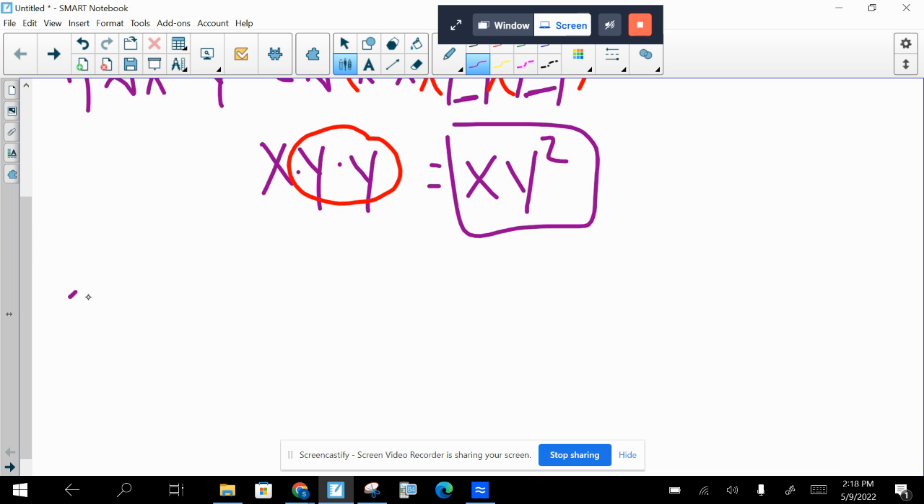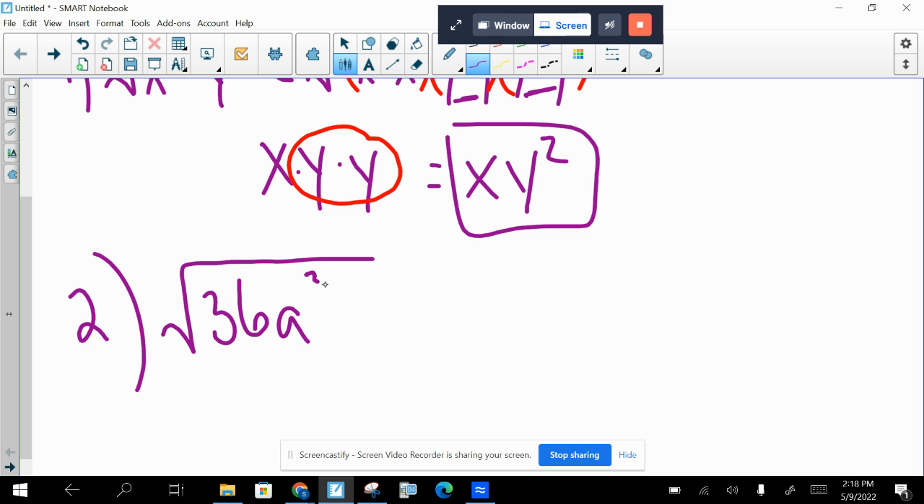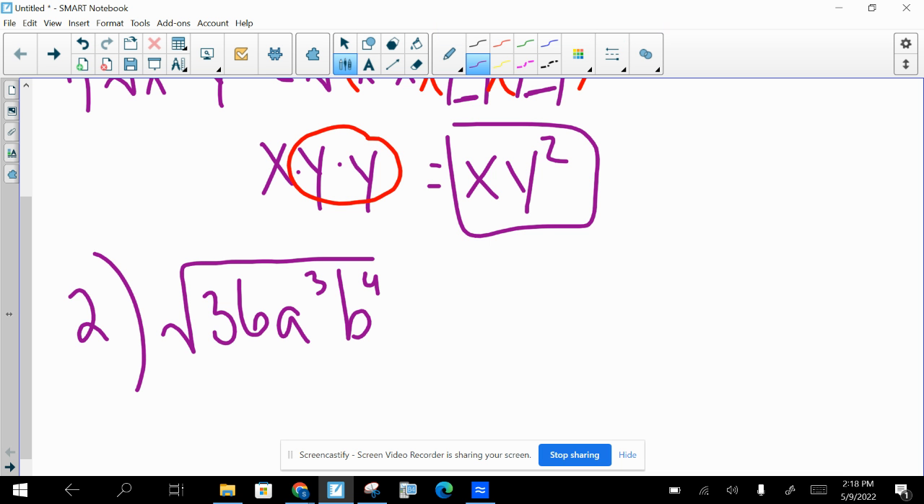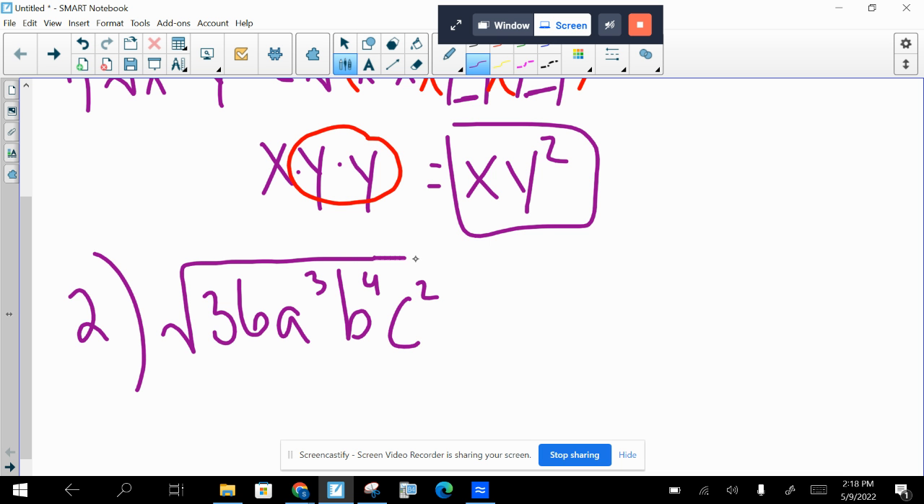Example 2 is the square root of 36, a to the 3rd, b to the 4th, c squared. So I'm going to do the same thing with the a, b, and c. And then anytime we have a coefficient, like the 36, we're going to treat it how we normally would. So instead of breaking it up into all its factors, we're just going to ask ourselves, what is the biggest factor of 36 that's a perfect square, and break it up into those 2 factors.